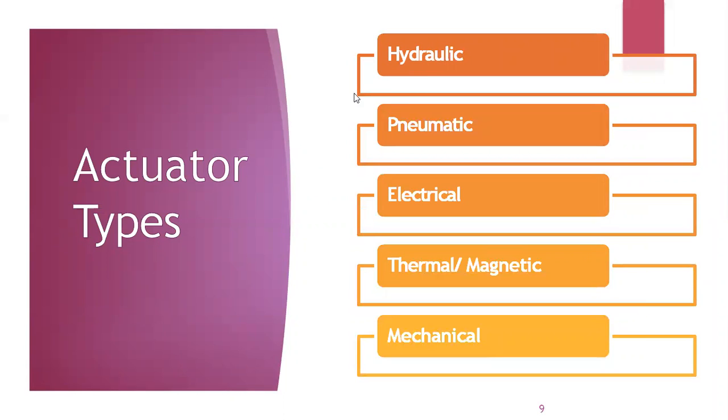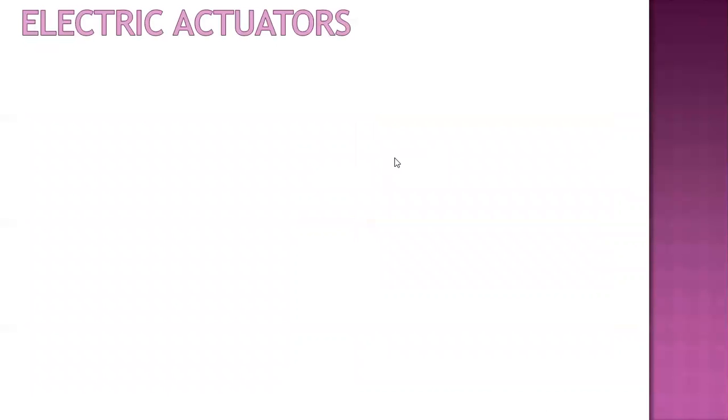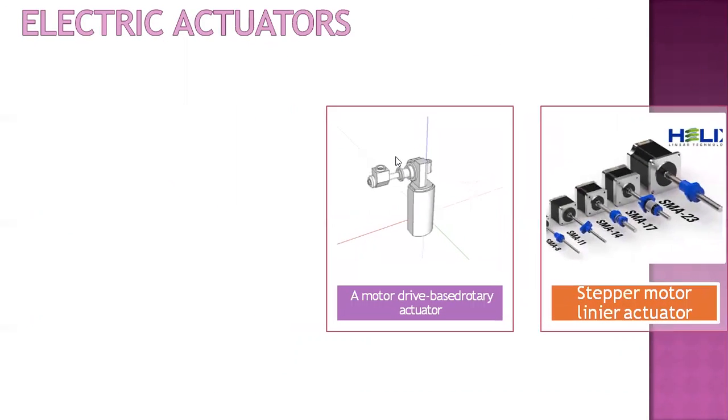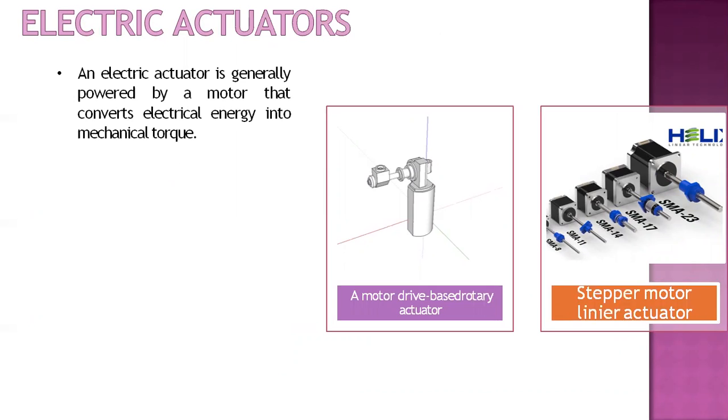Today we are going to discuss three types of actuators, hydraulic actuators, pneumatic actuators and electrical actuators, one by one. The first one is electrical actuators. You can see here a motor driven rotary actuator, and the second one is a stepper motor linear actuator.